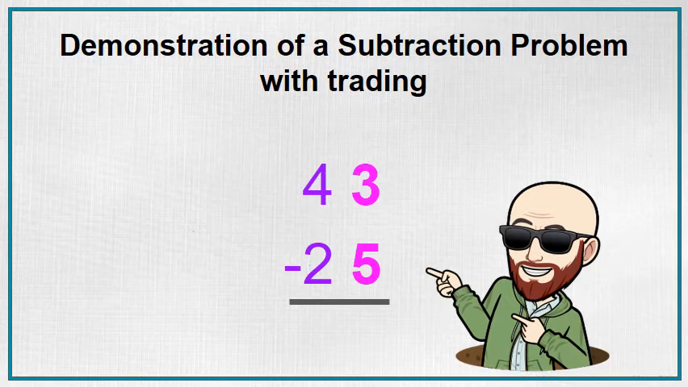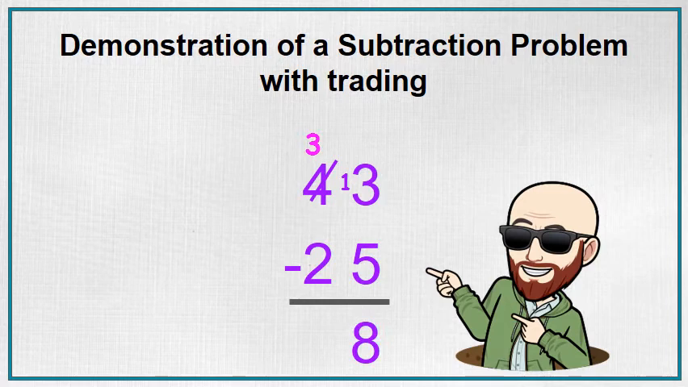What I'm going to do is go across to the tens column. Here I can see the 4. Now I'm going to break up the 4 and use part of it to help me solve my units. So I'm going to break my 4 up into 3 and 1. I'm going to bring the 1 over to make 13. So I add the tens to the units column to make the number 13. I can then do 13 take away 5, an answer of 8.